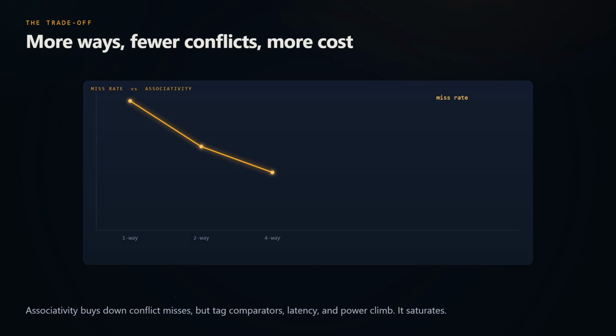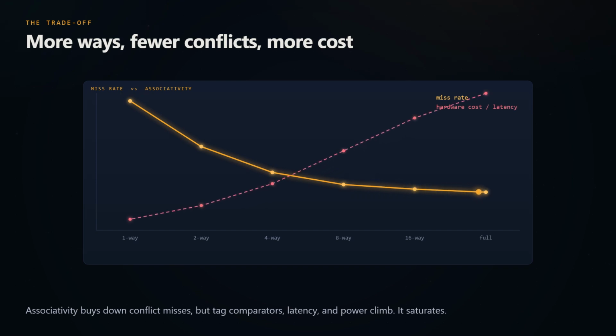Add more ways and conflict misses fall, because blocks have more places to land. But every extra way means more tag comparators, a little more latency and more power, and the payoff shrinks. Going from one way to two helps a lot, but past 4 or 8 ways the miss rate barely moves while the cost keeps climbing. That is why most caches stop right around there.